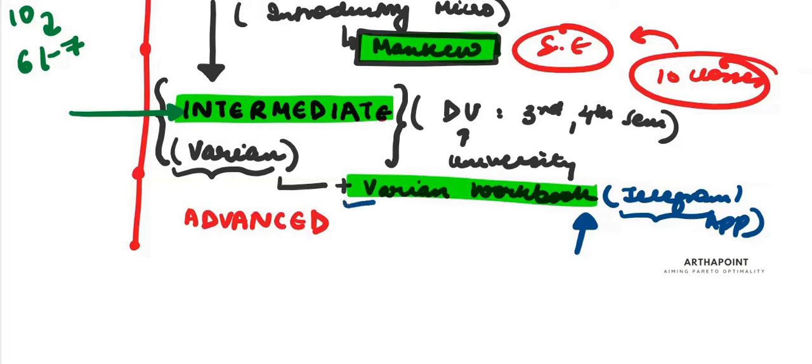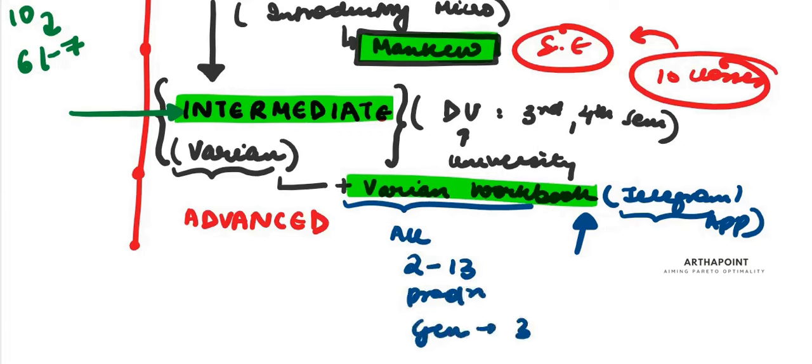So Varian workbook, all relevant chapters, which means chapter 2 to 13, and then the production side, and then the general equilibrium, chapter 31 to 33. I think so. This is 18 to 24, something like this.